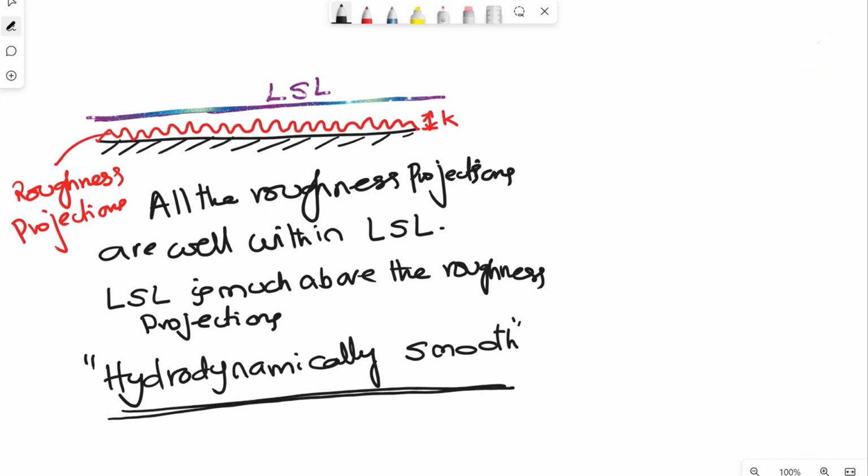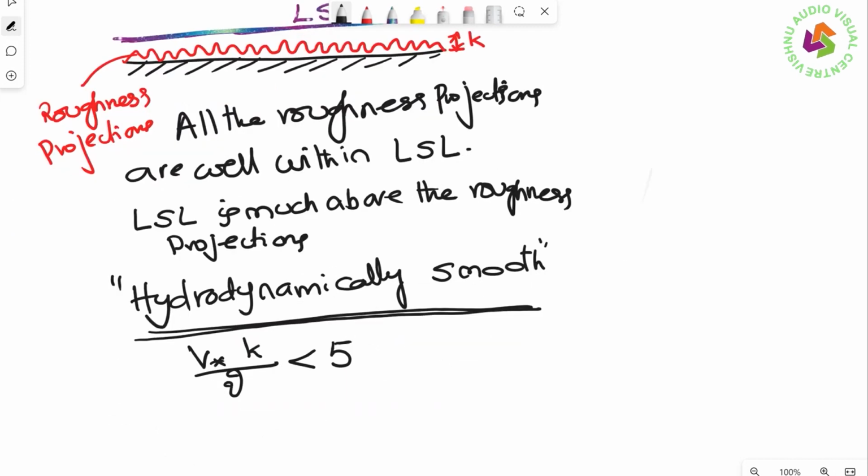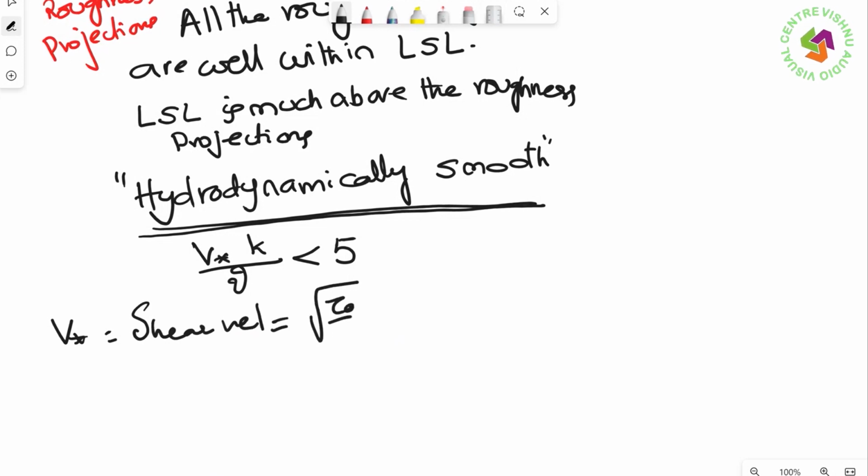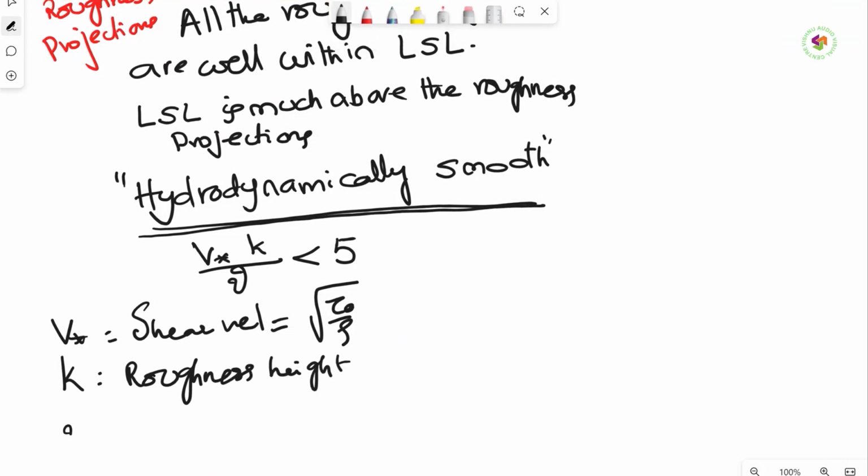And for a hydrodynamically smooth boundary, V star into K by nu is less than 5. Here, V star is the shear velocity, which is equal to root of tau naught by rho. K is the roughness height. Nu is the kinematic viscosity.